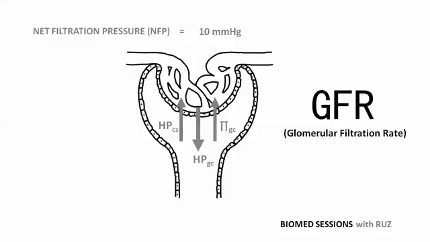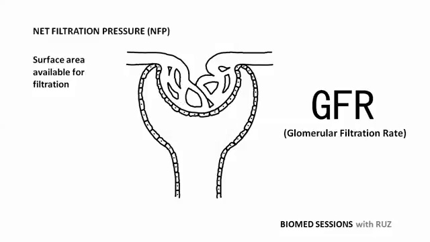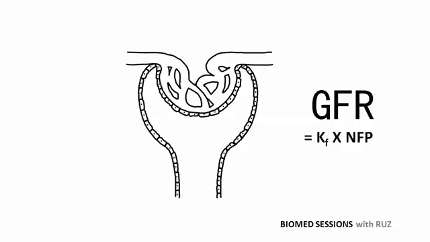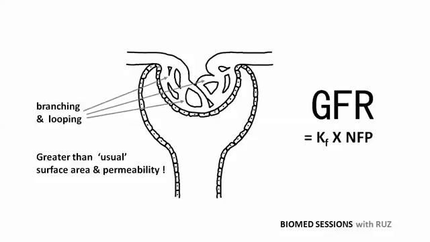GFR not only takes into account NFP, but also surface area available for filtration and permeability of glomeruli. In fact, GFR equals the product of surface area and permeability multiplied by NFP, which can be condensed to the filtration coefficient multiplied by NFP. The permeability and surface area of glomerular capillaries tend to be greater compared to other capillaries due to the fenestrations and extensive branching and looping. Hence the filtration coefficient is high, and so there is a high degree of filtration in the glomerulus.